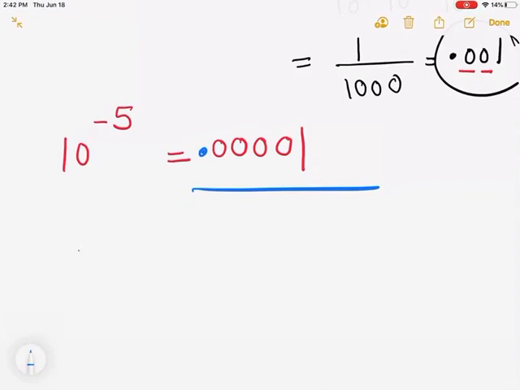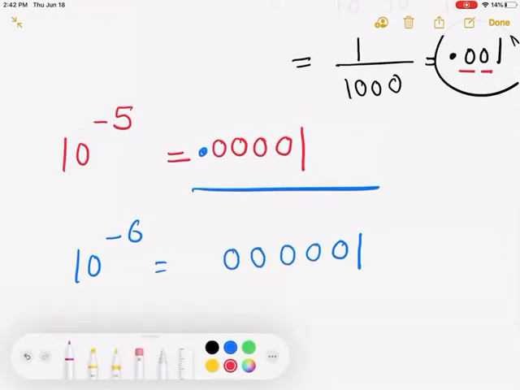Quickly, I can show you one more. If I have 10 to the negative 6, there would be 1 here, and I'm going to the left side. How many zeros? I need 5 zeros. 1, 2, 3, 4, 5, and then just add a decimal.